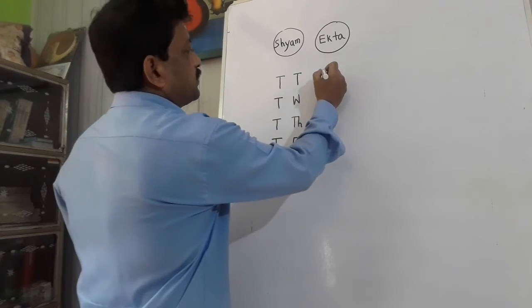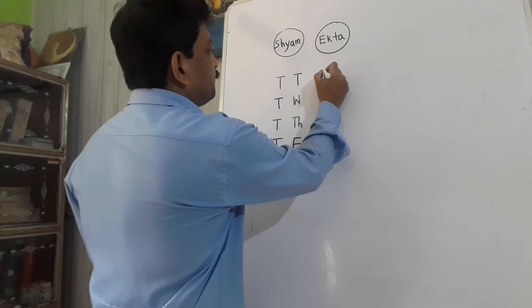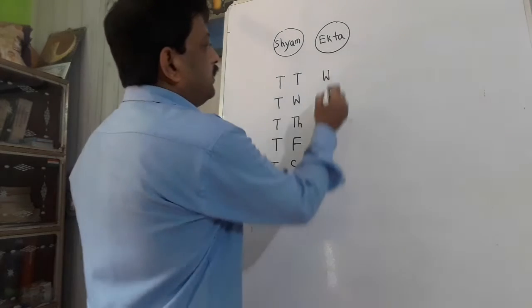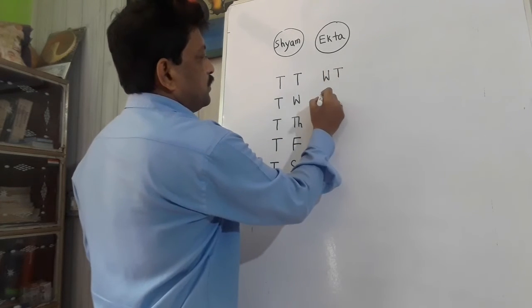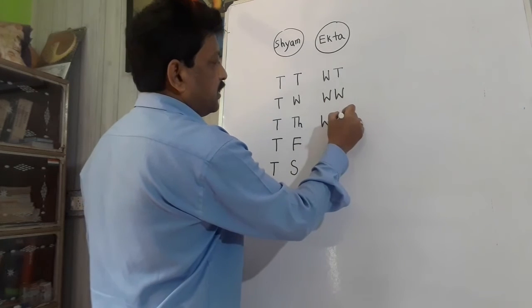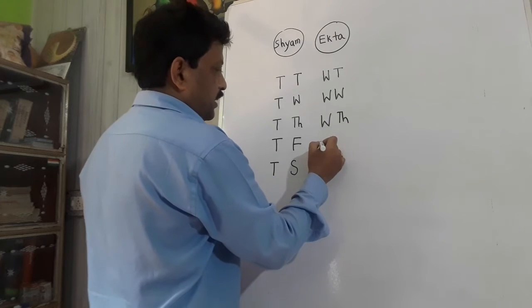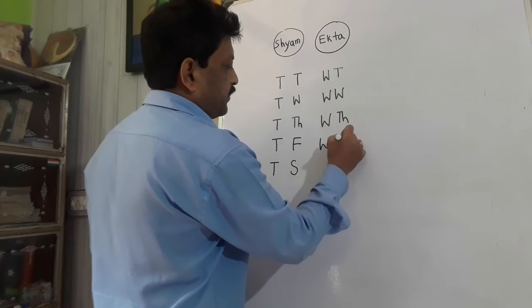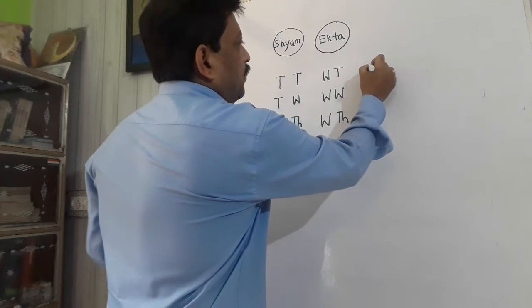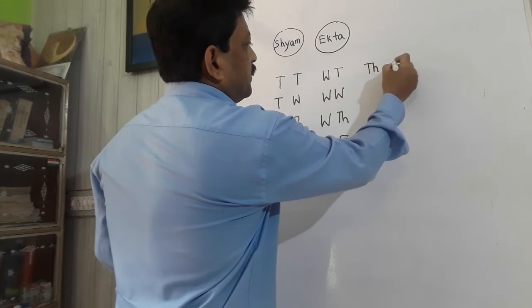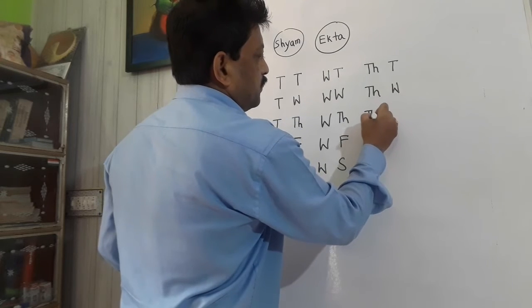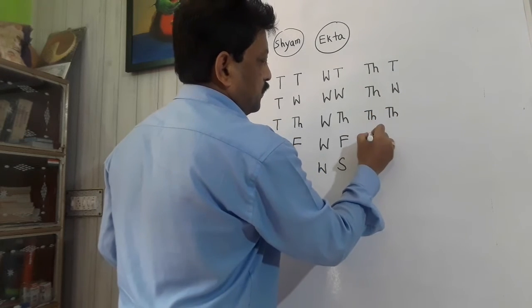Now, in the second situation, Sam is visiting on Wednesday and Ekta is visiting on Tuesday. Both Sam and Ekta are visiting on Wednesday. Sam on Wednesday, Ekta on Thursday. Sam on Wednesday, Ekta on Friday. Sam on Wednesday, Ekta on Saturday. Or Sam is visiting on Thursday, Ekta on Tuesday. Thursday, Wednesday. Thursday, Thursday. Thursday, Friday.